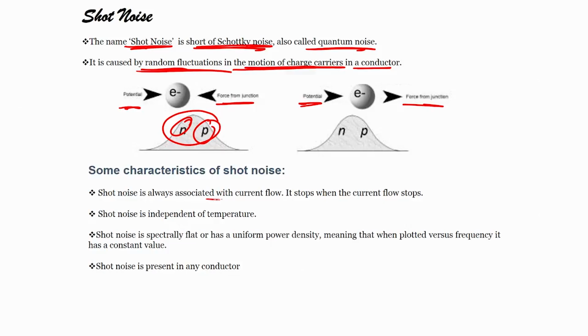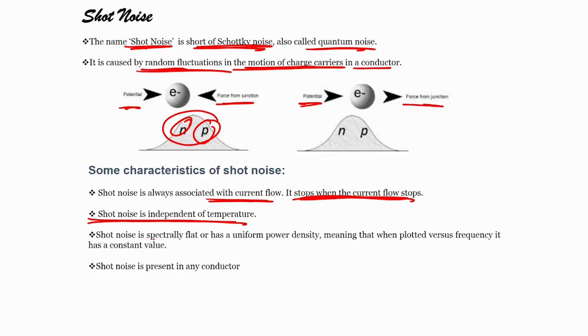Shot noise is always associated with current flow. Okay. And it stops when the current flow stops. So, it is not like thermal noise that is there even when we do not apply any current, right. Thermal noise is proportional to the temperature also, but shot noise only comes into effect when there is a flow of current. Shot noise is independent of temperature.